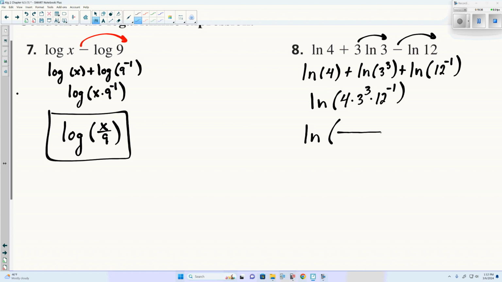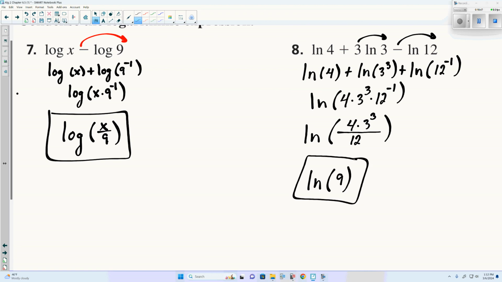So this would be ln of 4 times 3 to the third times 12 to the negative 1. Now if we wrote this out, 4 times 3 to the third over 12. Now if we plug that into a calculator, we would get 9. Well, 12 is what? 4 times 3, yes? 4 on top and bottom would simplify, and one of the 3's on bottom would simplify with one of the 3's on top, just leaving us with 3 squared. Well, 3 squared is 9. The calculator would do that for us also. Questions?